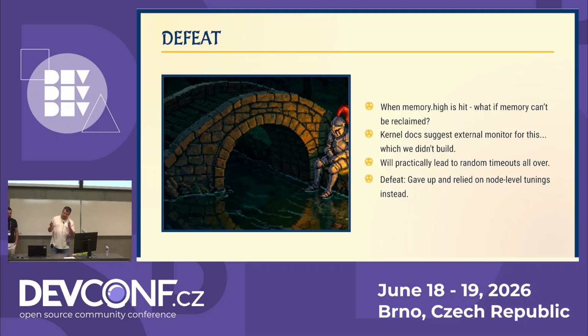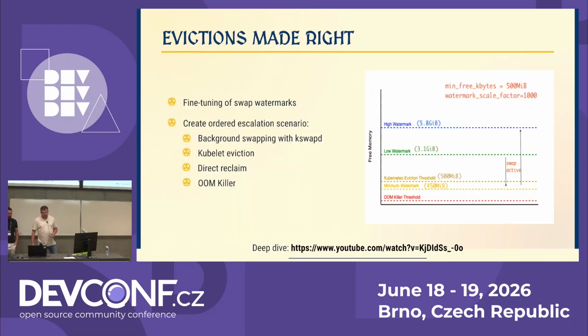So we decided to stop fighting with cgroup FS and went to the kernel tuning solution. Evictions made right: we were thinking that we would eventually need to sync the kernel swap thresholds with the kubelet thresholds. kswapd has a few thresholds called watermarks, and we were thinking to create an ordered escalation scenario where first you have swap. Then if it doesn't help and memory keeps dropping, we take the kubelet eviction approach. And we leave the direct reclaim and the OOM kill as a last resort, because it will kill the workload.